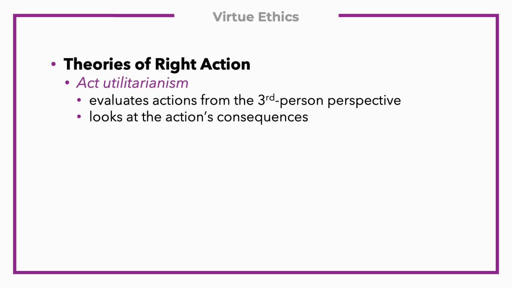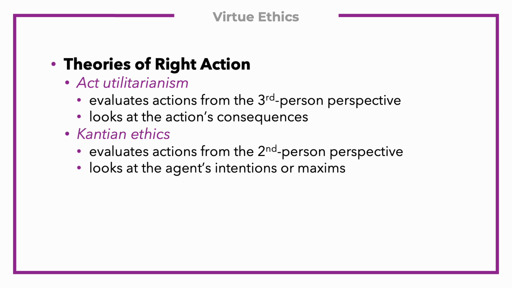All right, so if we look at some theories of right action, we've talked about act utilitarianism. That evaluates actions from the third person perspective. We look at the action's consequences. We're asking ourselves something like, from a zoomed out view, what's best for the world, or what's best for everyone? And there we're just looking, like I said, at the consequences of the action.